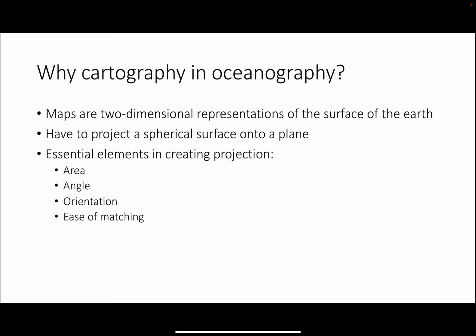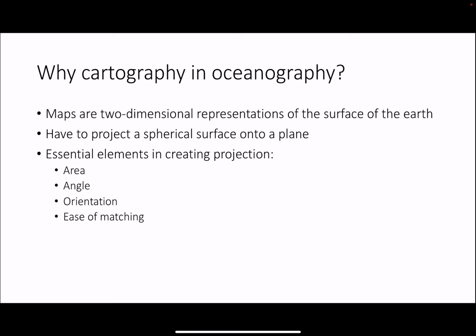And it's important to remind oneself at the outset that whatever map you're looking at is a two-dimensional representation of the surface of the Earth, which is not actually two-dimensional, right? The Earth is a sphere. So you have to project this spherical surface of the Earth onto some sort of two-dimensional plane, and there's no perfect way to do that.